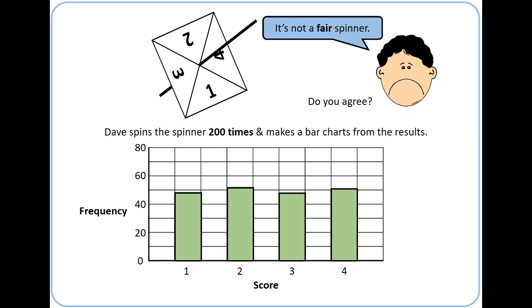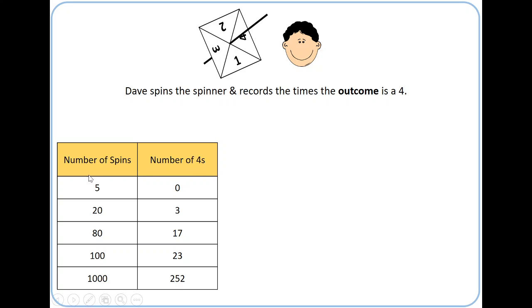Okay, what we can conclude then, if we carry this on, so he did 5 spins, 20 spins, okay, and then you can increase it all the way up to, if he did it 1,000 spins and it recorded just the number of 4s, okay, it would land on a 4 252 times, okay?